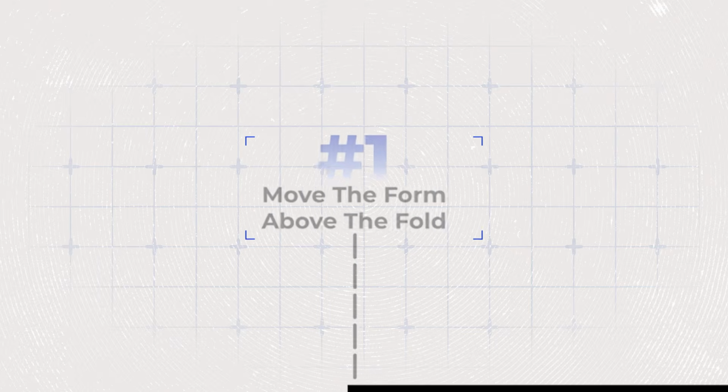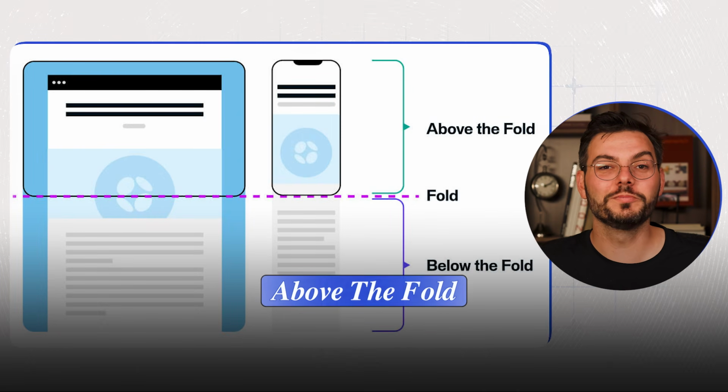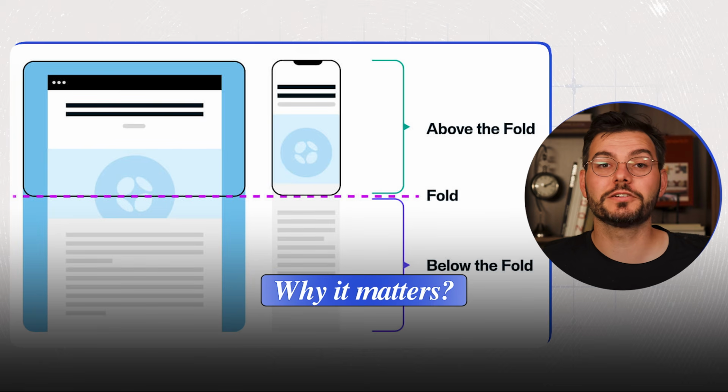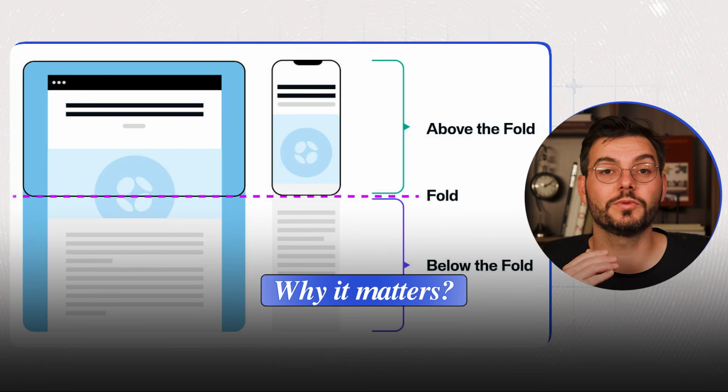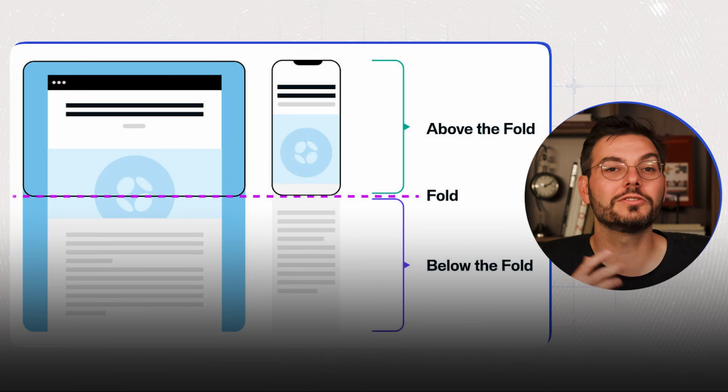The first one, move your contact form or sign up form above the fold. And if you don't know what above the fold means, it just means the part of the page that people see without scrolling. Here's why this matters. If visitors can't see your form instantly when they land on your page, most of them are gonna leave, and they're not going to scroll around looking for it. I see this all the time. People have these beautiful landing pages with huge header images, a bunch of paragraphs, and all the way down at the bottom, there's the form. And then they wonder why nobody's filling it out.